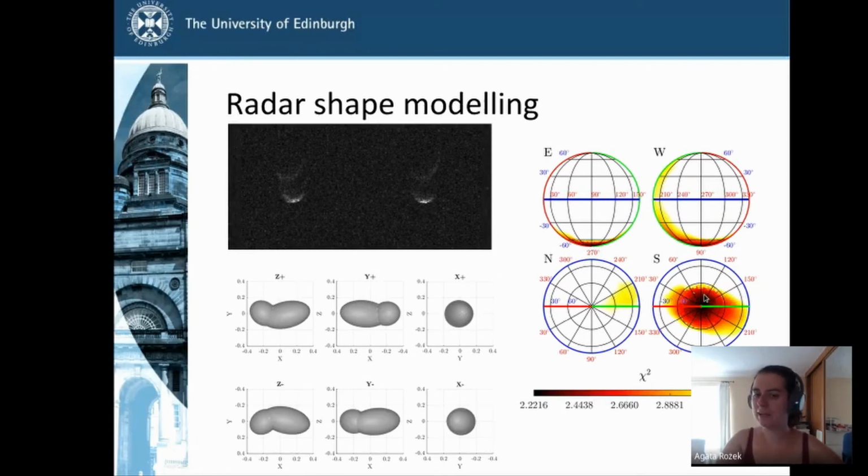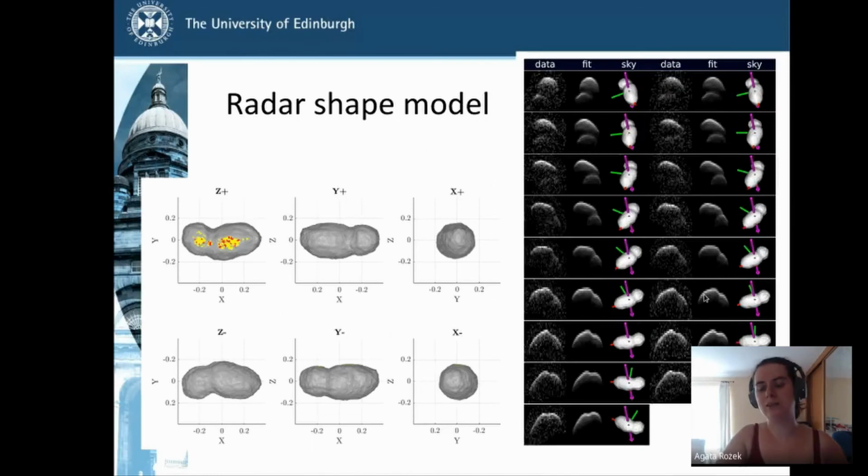And once I knew that, I could go a step further and I could look at the fine details in the surface. And this is the final shape model that I came up with for this asteroid. So after many years, I was able to publish my results. But this is what the process involves. So you need to have a very good starting point in order to develop the radar shape models.